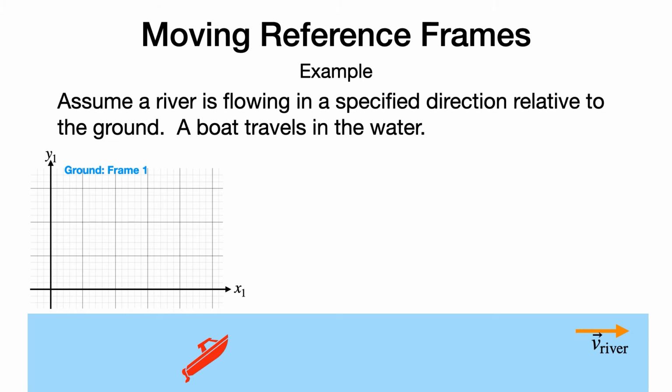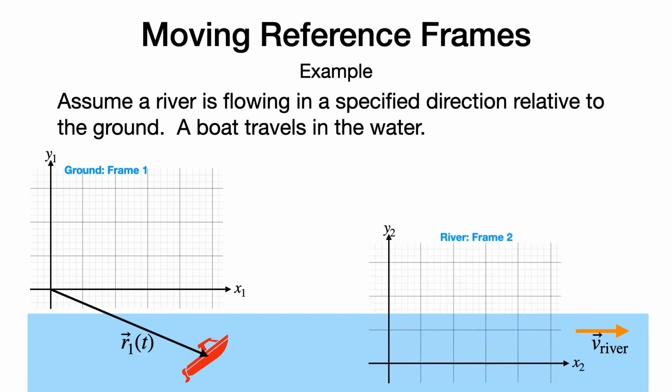Now, a boat traveling in a river, well, maybe it can see the ground nearby. Maybe the river is so large that it can't see the ground. It makes much more sense for the person in the boat to have a reference frame, which is the river. So we attach a new coordinate system to the river and have it flow with the river, and this will be our second reference frame, and we can measure the position of the boat relative to frame 2, just as we can measure the position of the boat relative to frame 1.